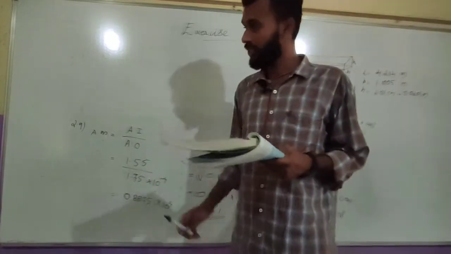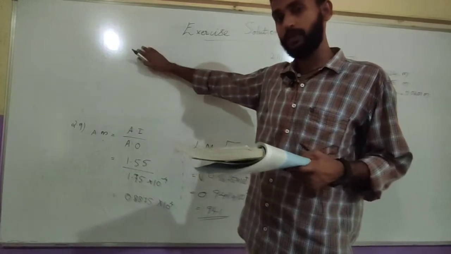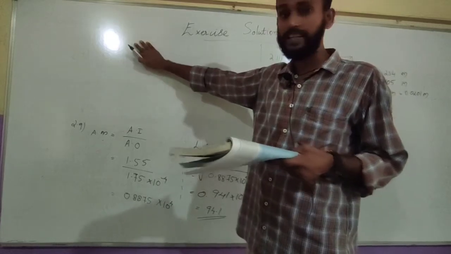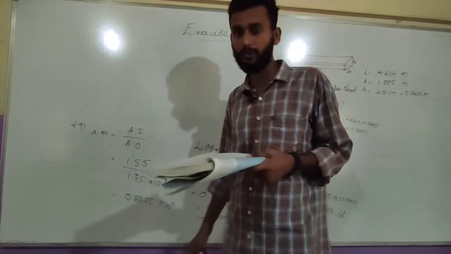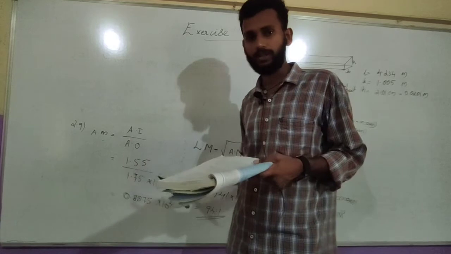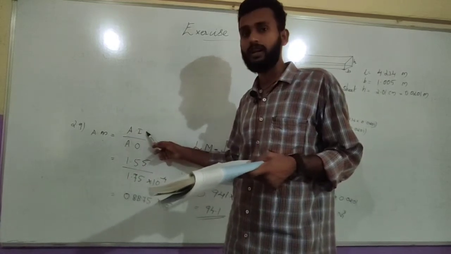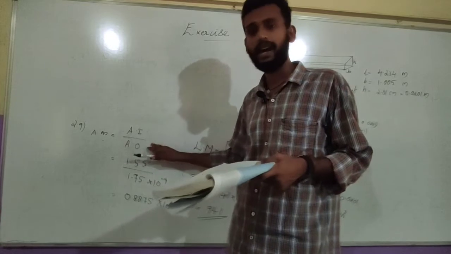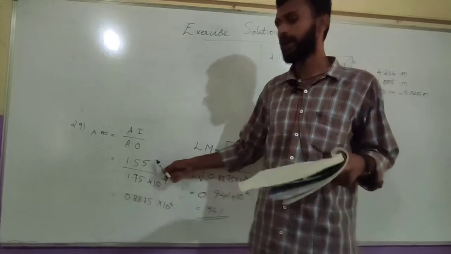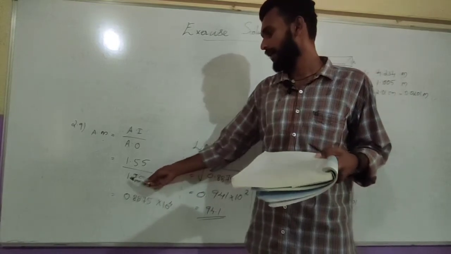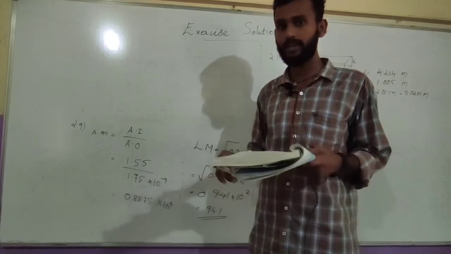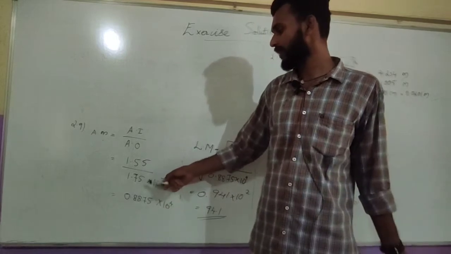Now, the aerial magnification is almost similar to that 7th question. There, the linear magnification was given; here it is the aerial magnification. Aerial magnification is the area of the image divided by the area of the object, or the real area. Here the image has an area of 1.55 meter square, and the area of the object, that is the film, is 1.75 centimeter square.